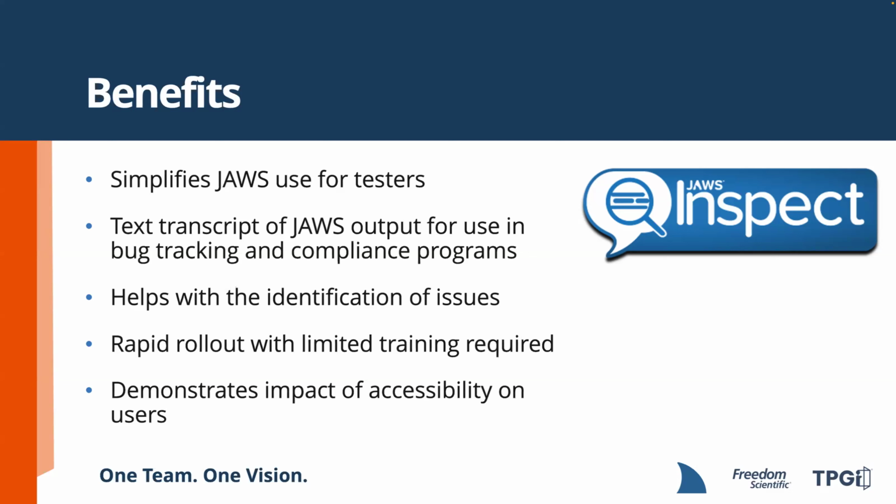It helps with the identification issue. So it doesn't identify issues, but as I'll show you, it's very, very easy to identify them with JAWS Inspect. It provides a rapid rollout, limited training, and it really demonstrates the impact of accessibility on users. One important point is you don't have the timing issue that you would have if you're testing with JAWS and you're not experienced with JAWS. JAWS speaks quickly. Even if you slow it down, it's moving on. You get time to really look at the full transcript with JAWS Inspect and analyze it and take your time to identify issues.